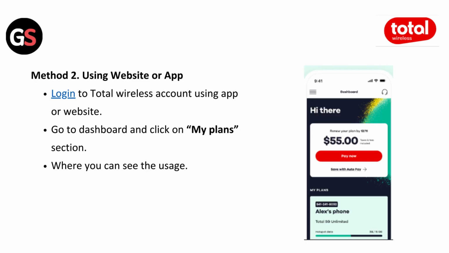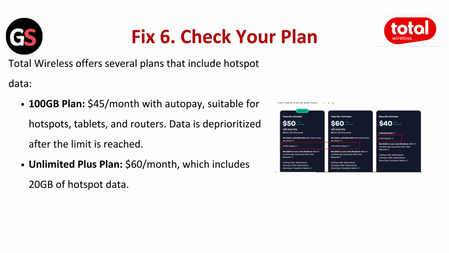Method 2: using the website or app. Log in to your Total Wireless account using the app or the website. Go to the dashboard and click on the My Plan section, where you can see the usage. Fix 6: check your plan.